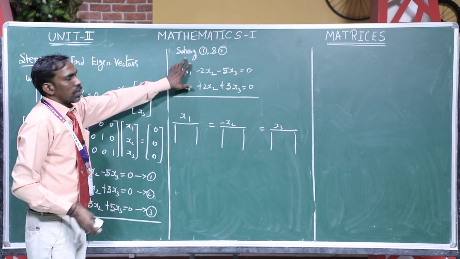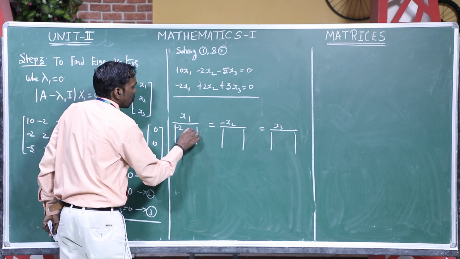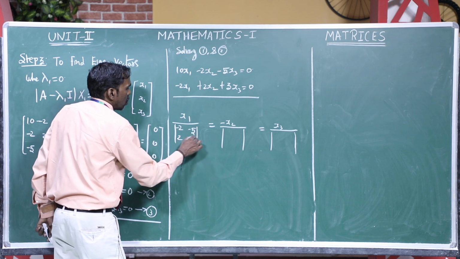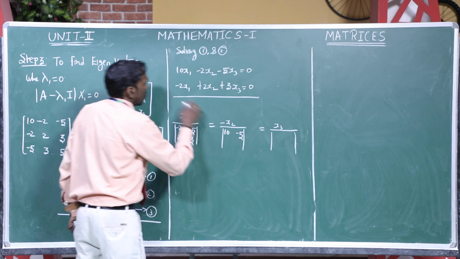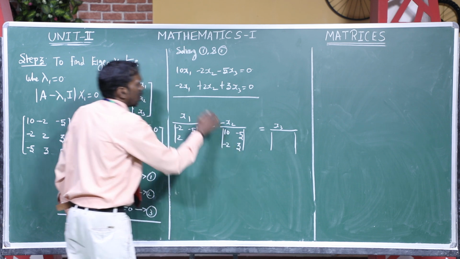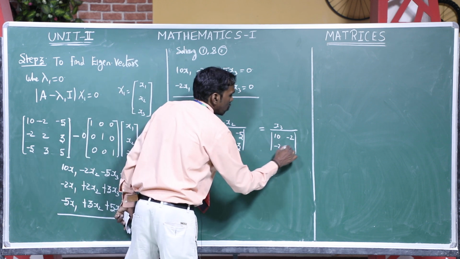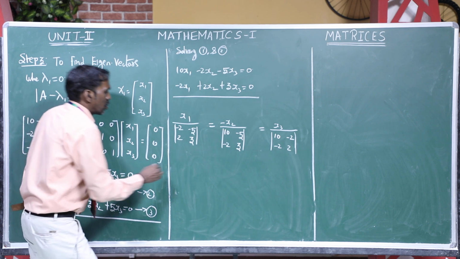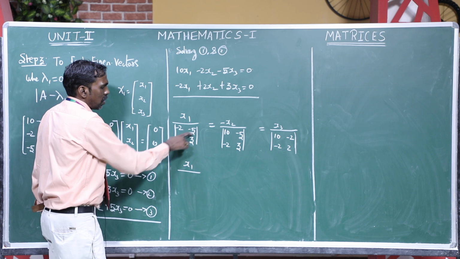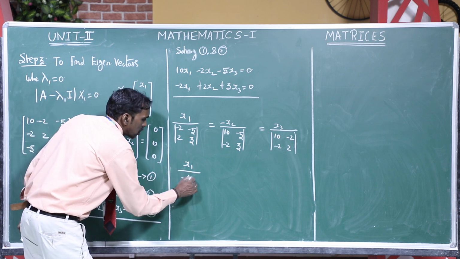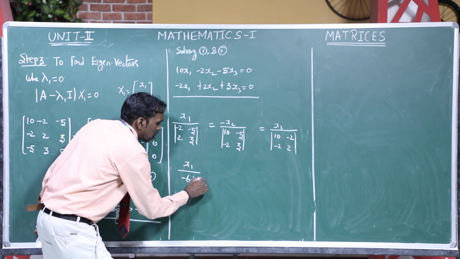Now hide the x1. What is remaining here? Minus 2, minus 5, then 2, 3. What about hiding the x2? Here 10, minus 5, minus 2, 3. Then hide the x3: 10, minus 2, minus 2, and you can just solve to get the vectors. So x1 by minus 6 plus 10, because the formula gives minus 10 here, so we get plus 10.